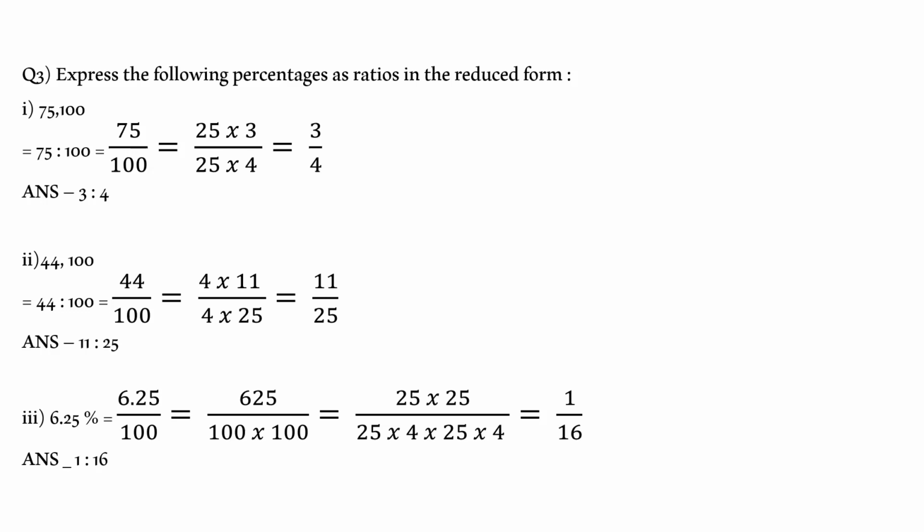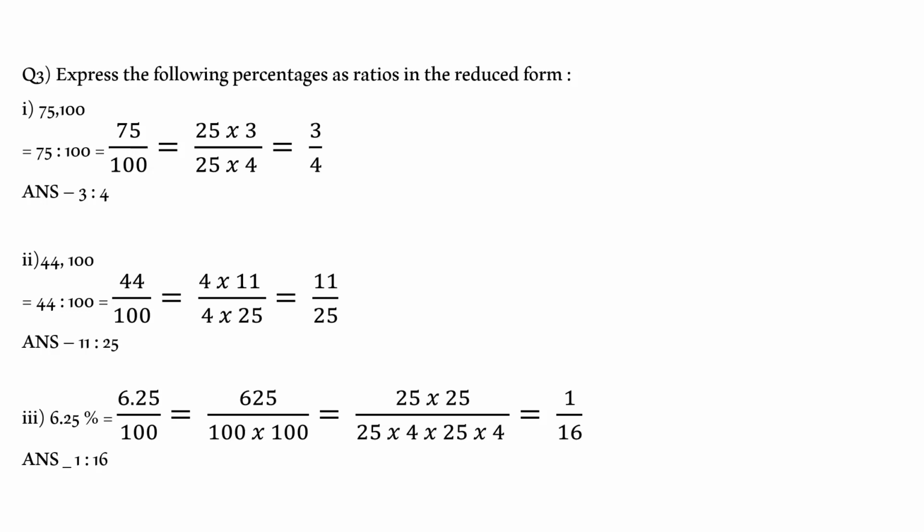Many students call it 6.25, but this is not the correct way of pronouncing a number having a decimal point. After the decimal point, we cannot say 25 as a single number; we have to say 6.25%. Okay, so we have 6.25 upon 100.